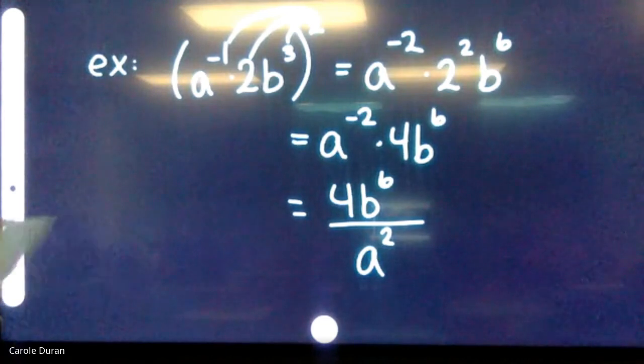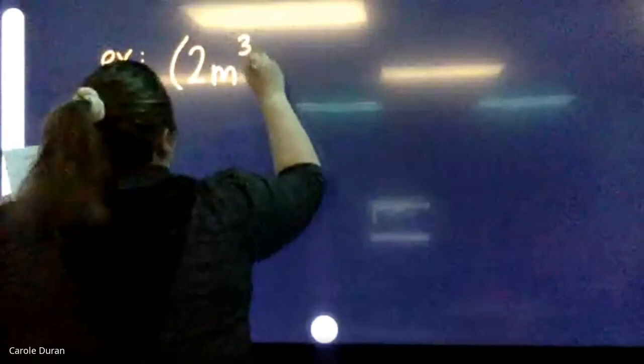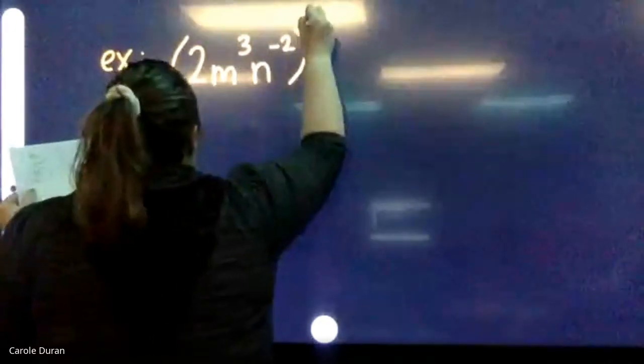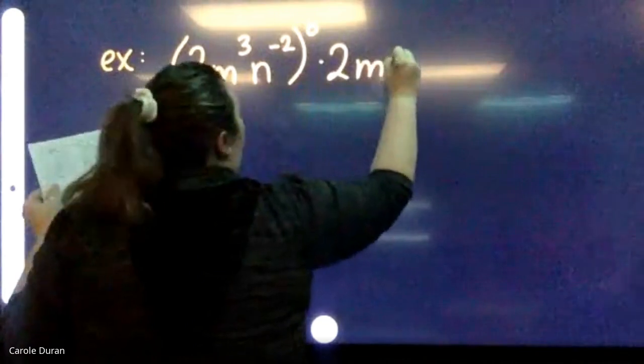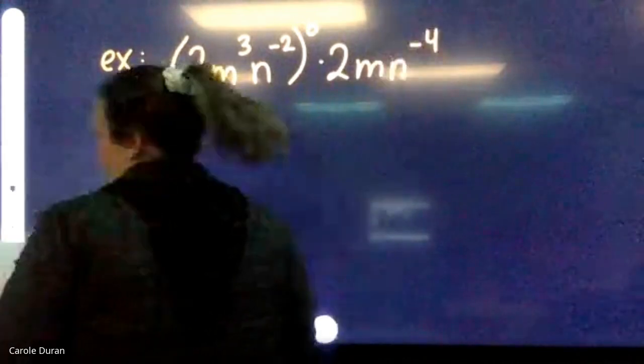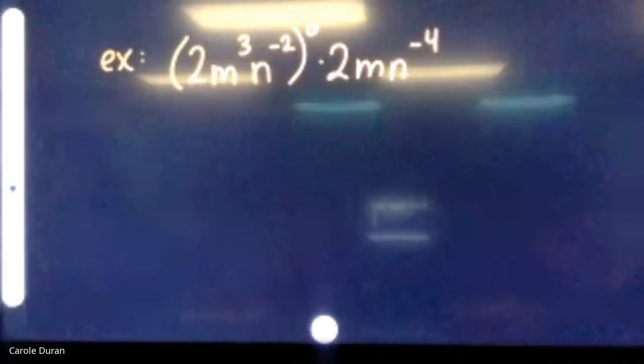Let's do another one. Two m cubed n negative 2, all to the 0 power, times 2 m n to the negative 4. Give you a second to write this.